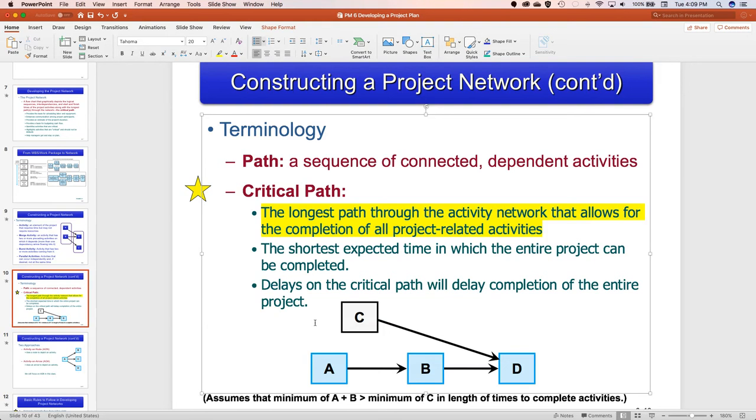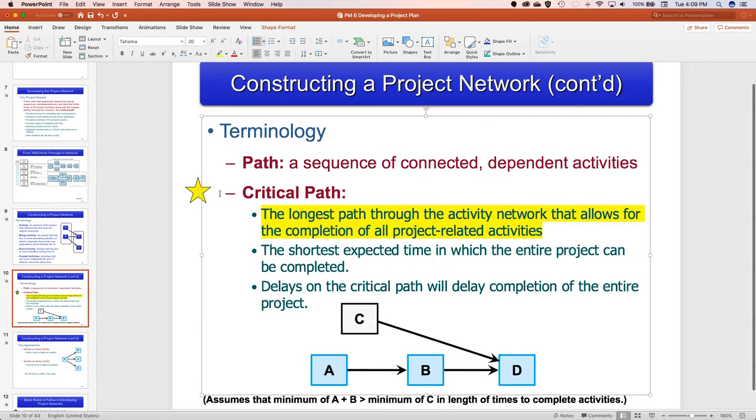Don't worry about knowing this right now. When we get together and I show you how to do this next week, it's going to be a little clearer what we have to do. Right now, for the exam, what you need to know is this definition of critical path.